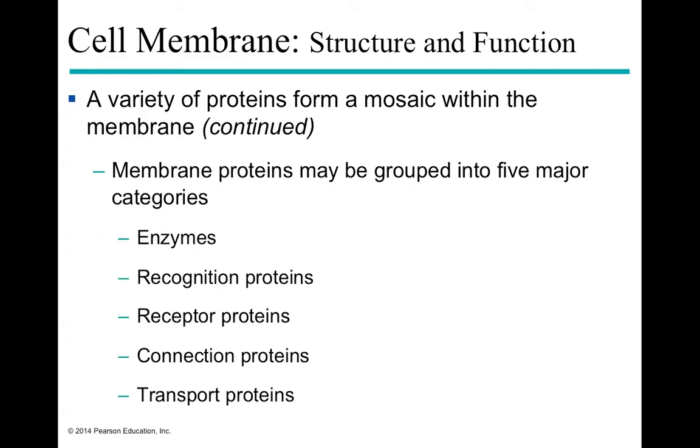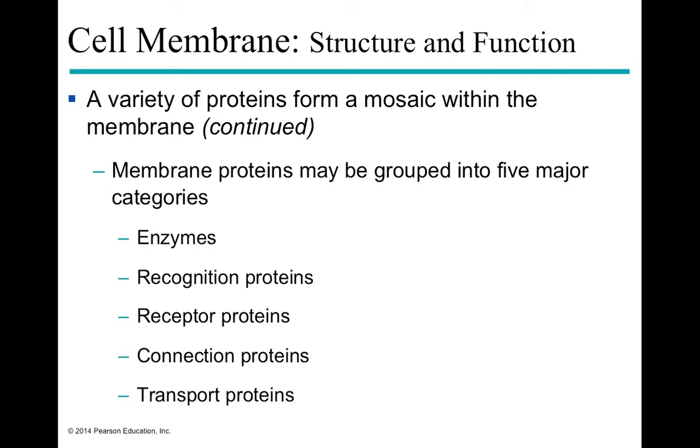But in general, membrane proteins can be grouped into 5 major categories. Now, this doesn't mean that there's 5 proteins, right? There's a ton of enzymes, there's a ton of recognition proteins, but there are 5 major roles that these proteins play in membrane function. And the first is enzymes. And enzymes are going to get their own chapter entirely, but enzymes are specialized form of proteins that speed up the rate of biological reactions.